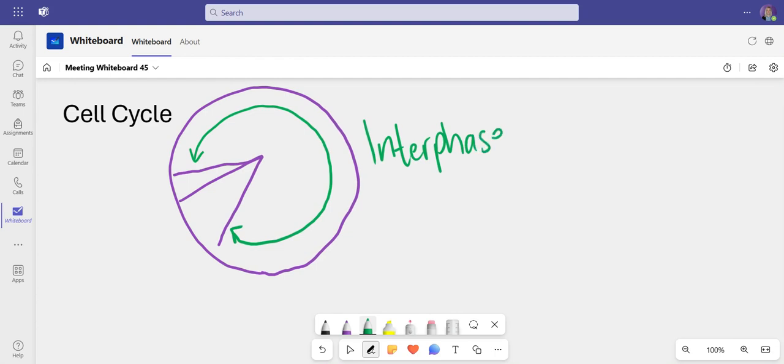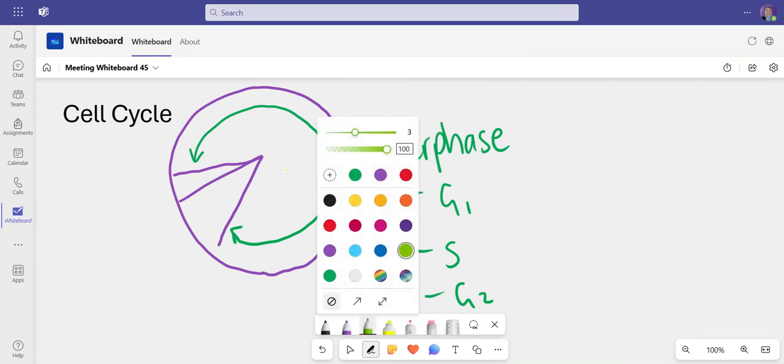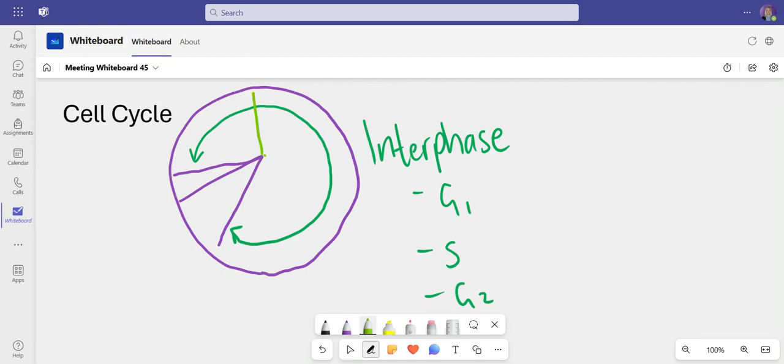Now, interphase is actually made of three other sections, G1, S, and G2. So we could split this up into three further sections. So we could split that into 1, 2, 3. So rather than saying all of that is interphase, we could say that that section's G1, that one's S, and that one's G2. Okay, so all of that is called interphase, and interphase includes G1, S, and G2.